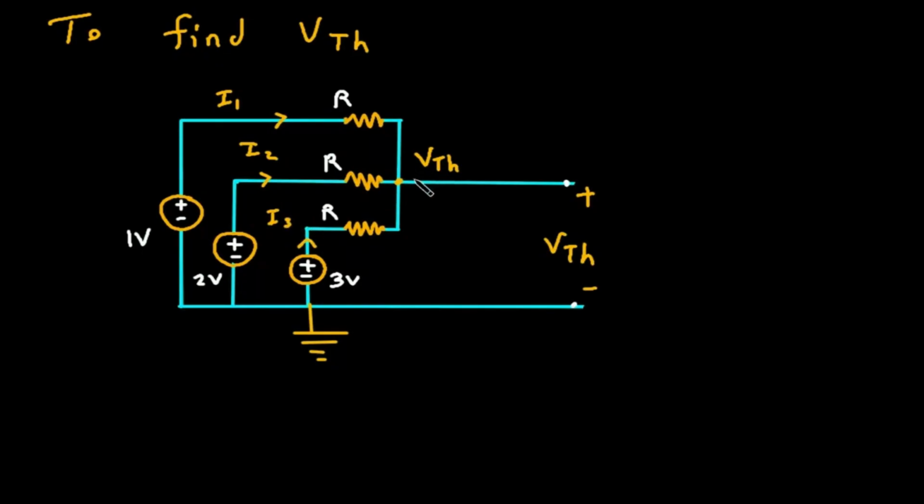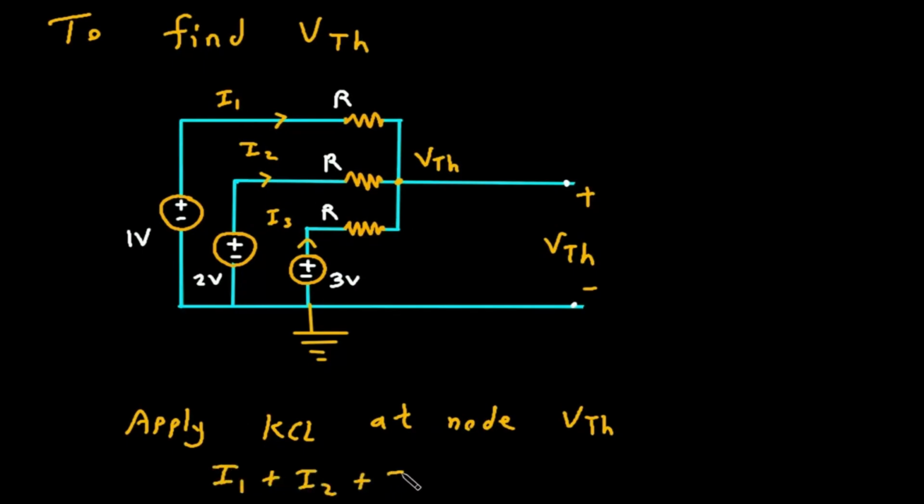Now if we apply KCL at node VTH, this will be summation of all the entering current is equal to summation of all the leaving current. There is no leaving current, all the currents are entering. So I1 plus I2 plus I3 is equal to 0.